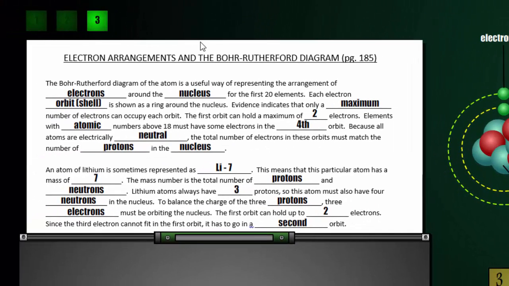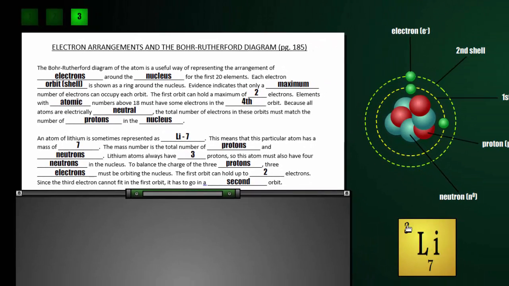So let's go on to the next paragraph. An atom of lithium, and I've got the symbol down here for lithium. There's the chemical symbol, and I've got the atomic number and the mass number. We'll talk about that in a moment. An atom of lithium is sometimes represented as Li-7. This means that this particular atom has a mass of 7, so that's the mass number down there. The mass number is the total number of protons and neutrons. So the mass number describes the protons and the neutrons that are in the nucleus.